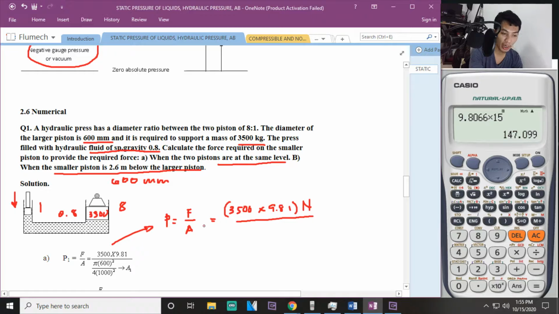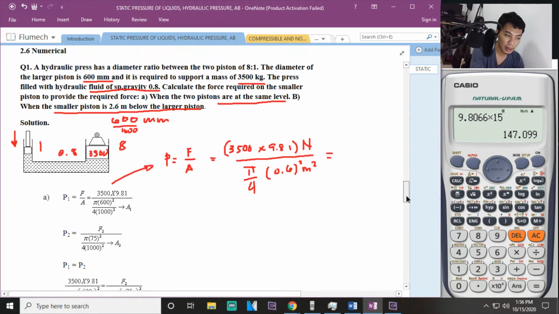Divide by the area. Ano ba yung area niyan? Binigyan ka dyan ng larger piston size. So, dapat gawin nating meter na. Divide na lang natin to ng 1,000 para maging meter. Okay, so that will be pi over 4 times 0.6 meter squared na to. Square. Newton per meter squared, that is in Pascal. Okay?